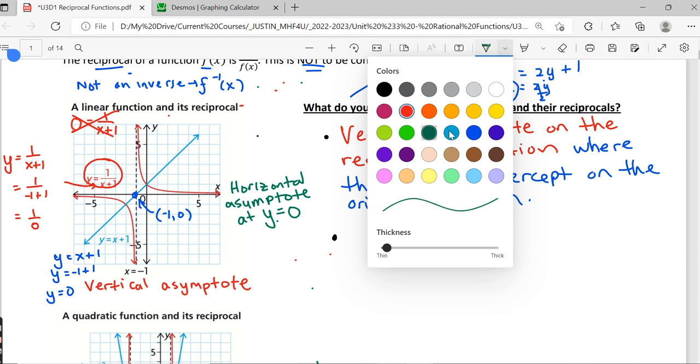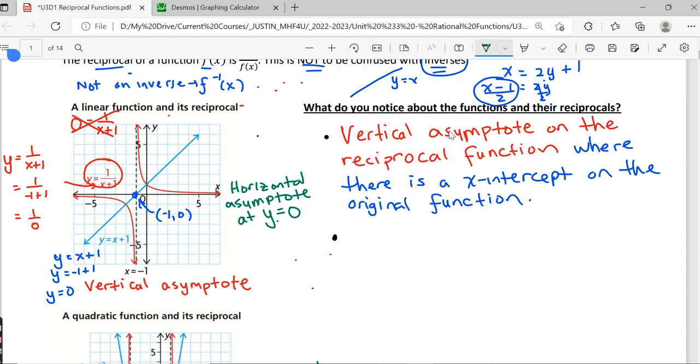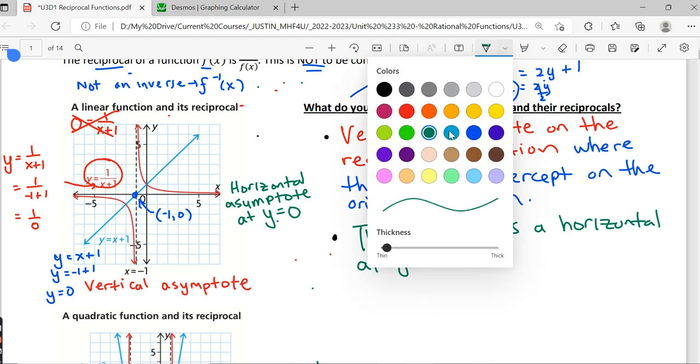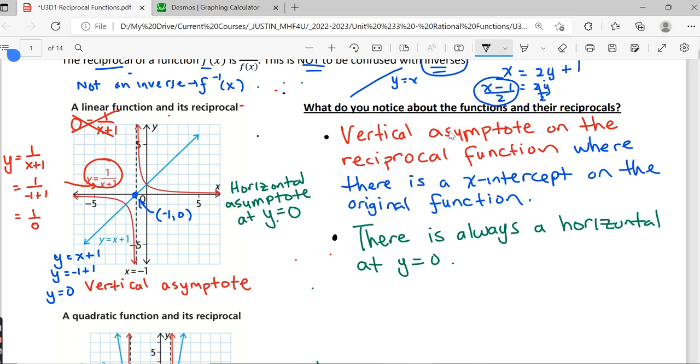I'm going to use green for that because they apply to both. There is always a horizontal asymptote at y equals 0. Now I can hear some of you thinking already, can the horizontal asymptote be elsewhere instead of y equals 0? What about y equals 1 or y equals 2? Yes, that is possible, but that's later on in this unit. Okay? But right now, just know there's a horizontal asymptote at y equals 0, and that's it.